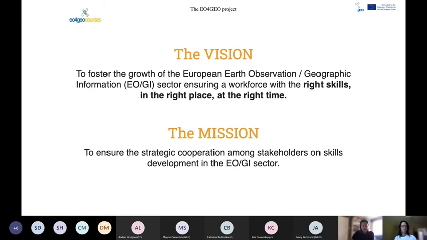And here's the project vision and the mission. The vision is to foster the growth of a European Earth observation geographic information sector and ensuring a workforce with the right skills in the right place at the right time. And the mission is then to ensure strategic cooperation among stakeholders and skills development in this sector.